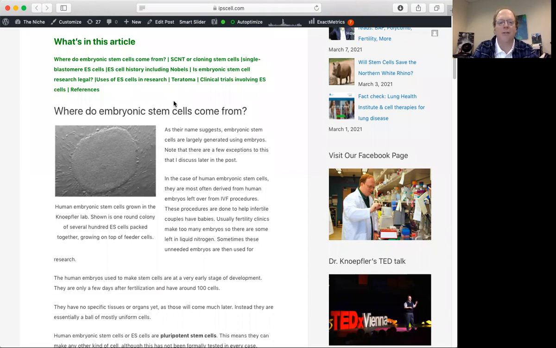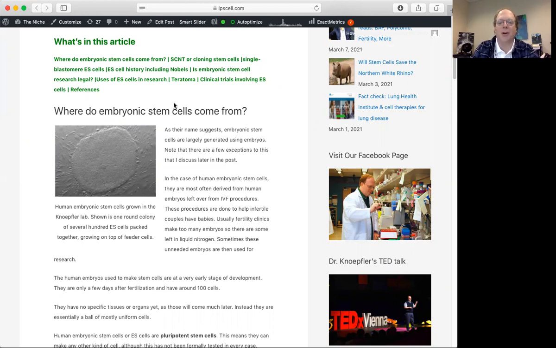And with only a few exceptions that I'm going to talk about in a minute, embryonic stem cells, as their name suggests, actually come from embryos. So in the case of human embryonic stem cells, what this means is that you need some embryo as the source to make your embryonic stem cells in most cases.